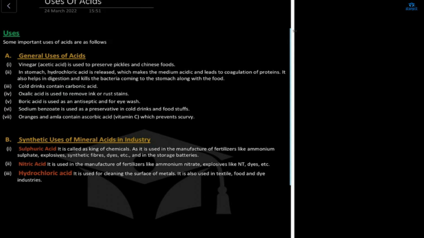Now bases. What are the properties of bases? Bases are bitter in taste. For example, soap, baking soda, milk of magnesia.